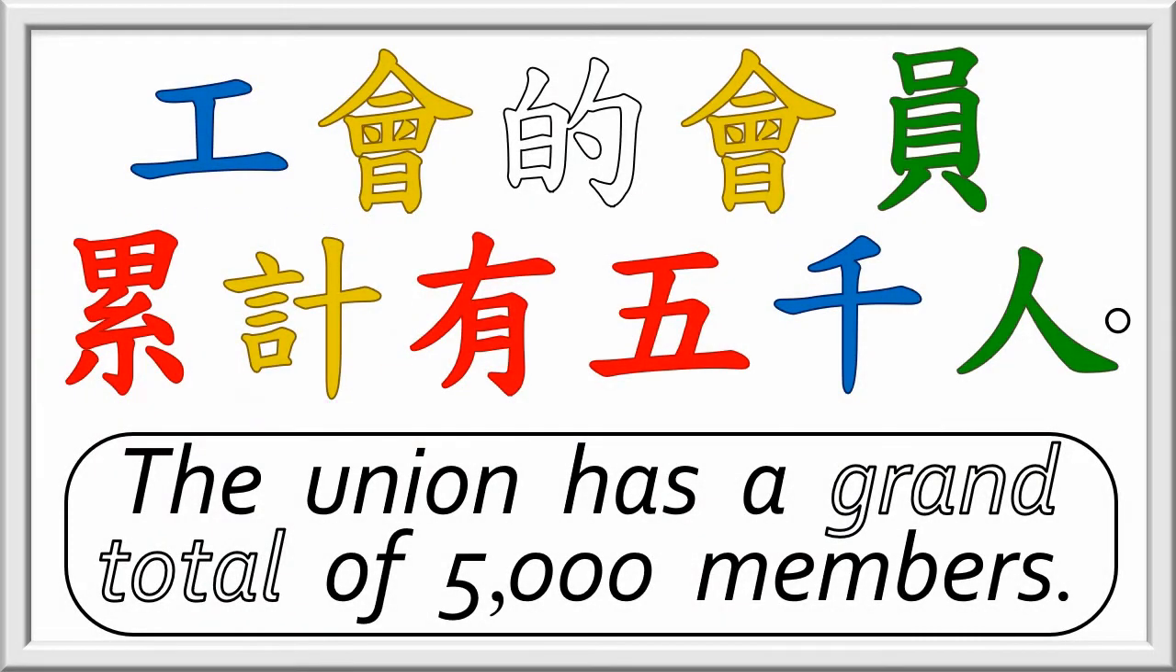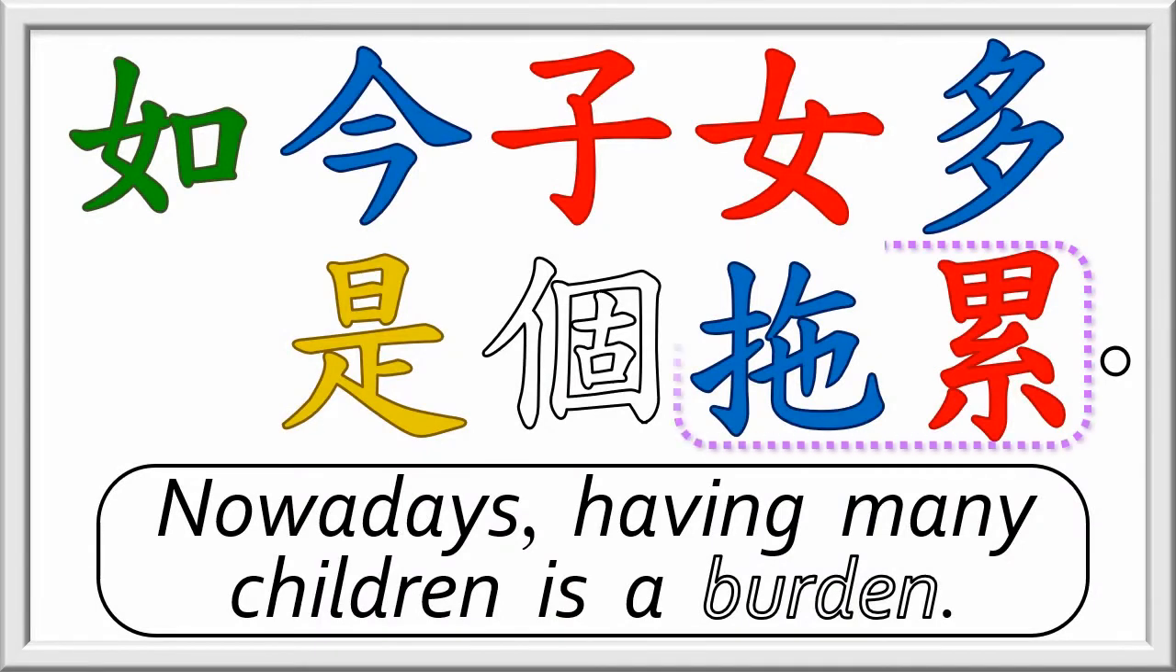累计 means a grand total, the accumulated total. 工会的会员累计有5000人. The union has a grand total of 5,000 members. When anything piles up, it tends to become a burden, expressed in Mandarin as 拖累. 如今子女多是个拖累. Nowadays, having a lot of children is a burden.